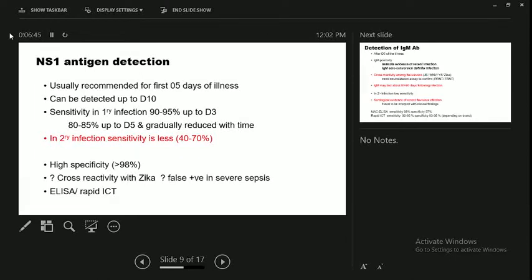But one clue is if you do all three tests and NS1 is negative, IgM is negative, but IgG is positive, with a clinically compatible picture you can suspect dengue. It's highly specific, although there are some reports of false positives with Zika virus infection. Even, I think Dr. Sunishkar, a couple of years ago in severe sepsis, we got false positive NS1 results for some lepto patient or something.